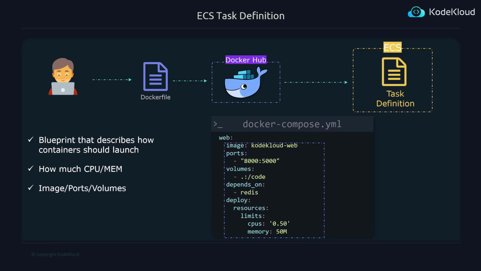And a task definition file can contain all of the configuration for more than one container. So you can put your entire application in one task definition file, or you can split it out depending on how you want to configure it.